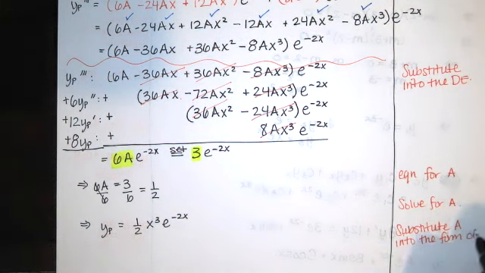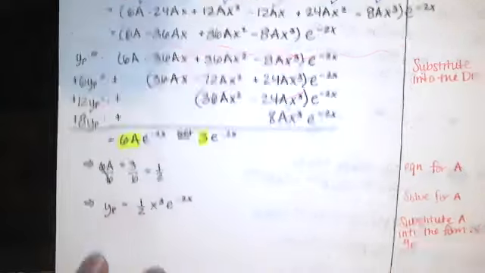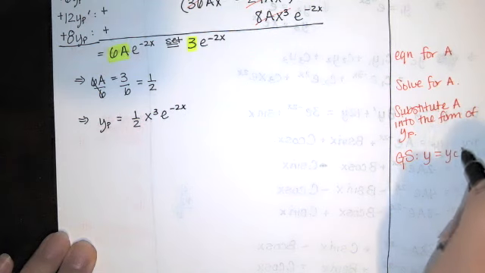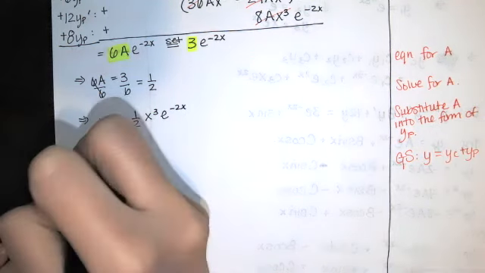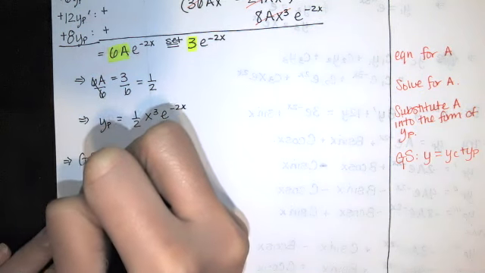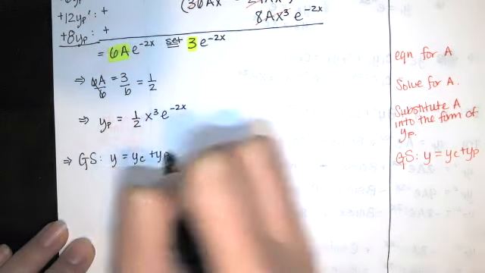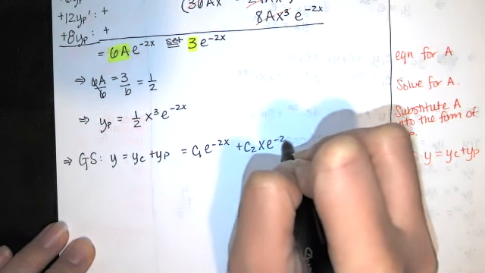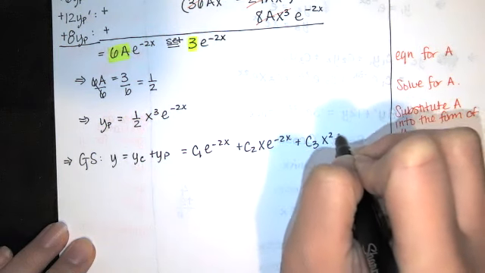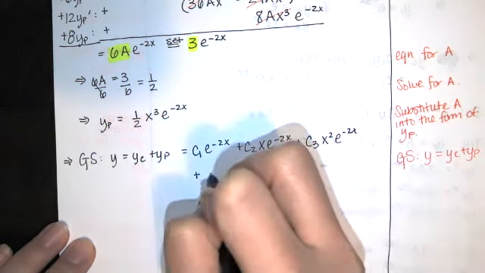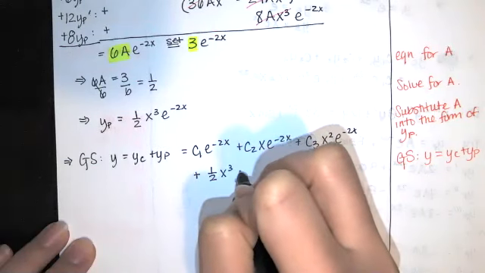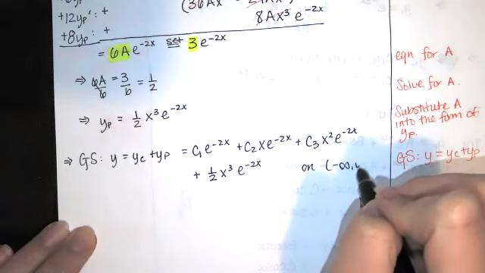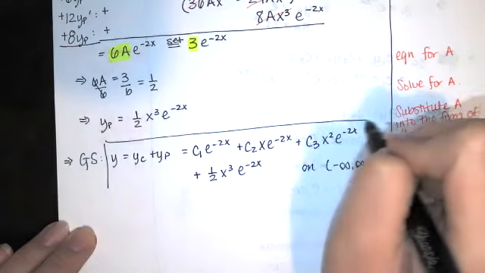And then after we do that, we state the general solution. We know that y is equal to y sub c plus y sub p. And y sub c was c1 e to the negative 2x plus c2 x e to the negative 2x plus c3 x squared e to the negative 2x. And then we're going to add our y sub p, which happens to be 1/2 x cubed times e to the negative 2x. And this will work for all real numbers. So it's always good to state our interval of existence as well.